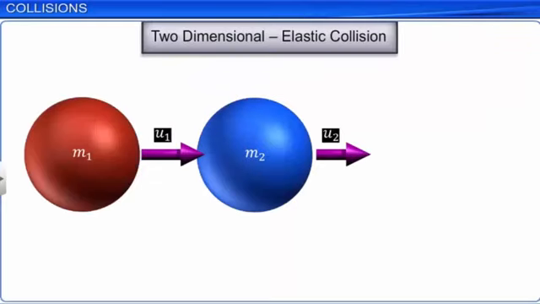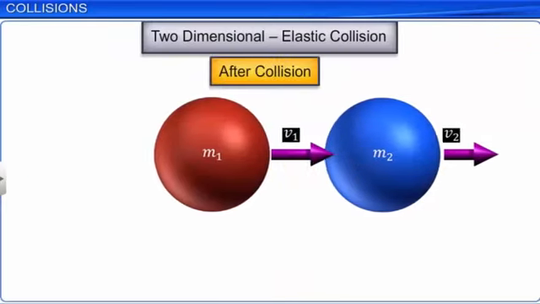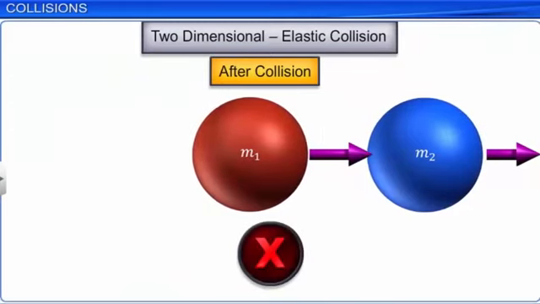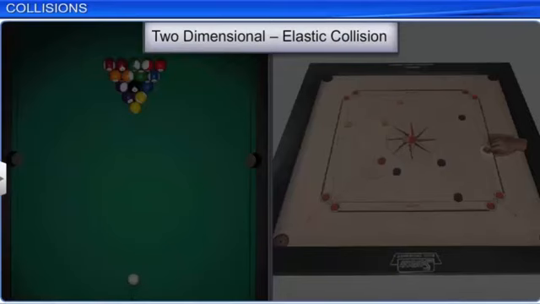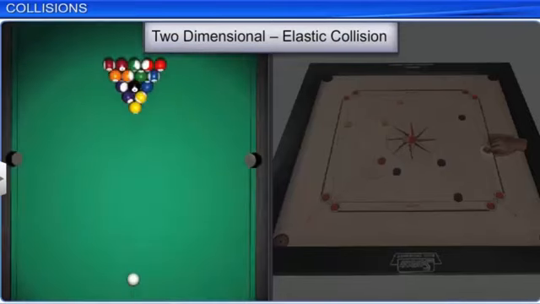In a real-life situation, we do not encounter collisions where bodies before and after colliding move along the same straight path. They collide in two dimensions, as usually observed in a game of billiards or carom.